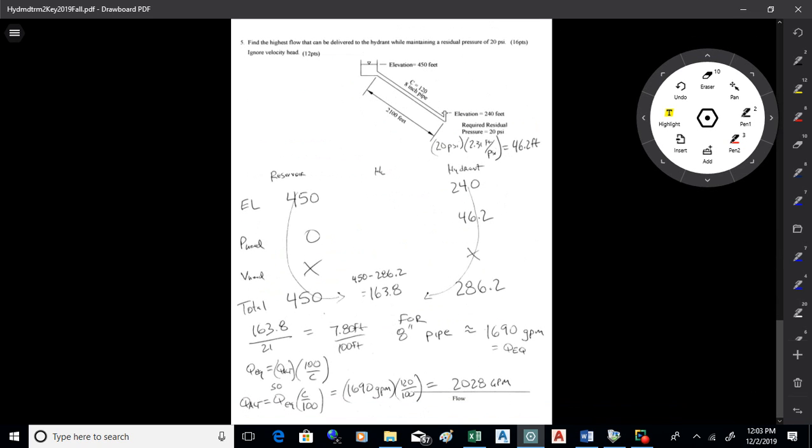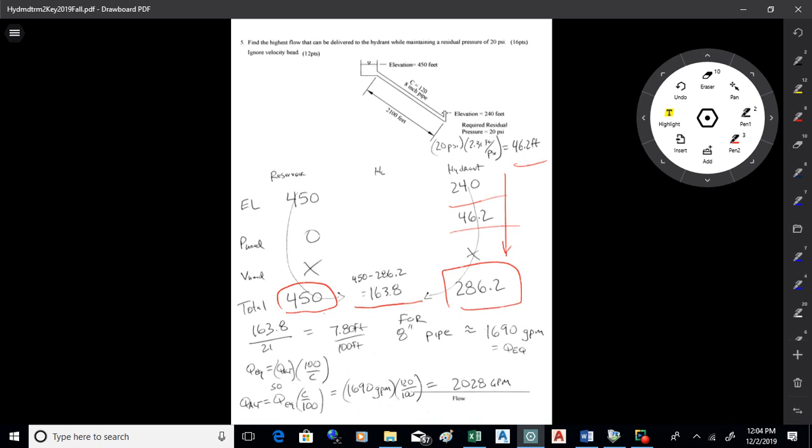All right, the last one there, what you want to do is figure out the energies for both sides. So at the reservoir, it's just 450 feet of elevation. The hydrant has 240 feet of elevation, plus the required pressure is 20 psi. That's 46.2 feet. Add those up, you get 286.2. All right, so what you want to do is find the difference between those two values, and it's 163.8. So you can lose 163.8 feet of energy for that water running down that 2,100 feet of pipe and still maintain the 20 psi residual. That's the idea on that one.